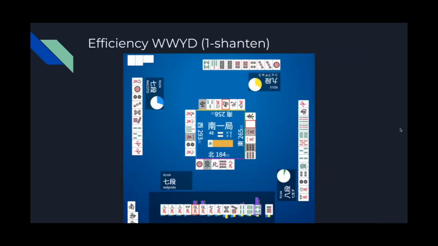So for this first one, this was just an efficiency discard. That was definitely the primary concern here, and this is sort of what I was talking about. I think Naga is very good at these efficiency discards. In this place, Naga was heavily considering the two discards that showed up in chat, which were the 5-man and the 8-sou. But we can see from the bars above the discards that the 8-sou is the preferred discard.